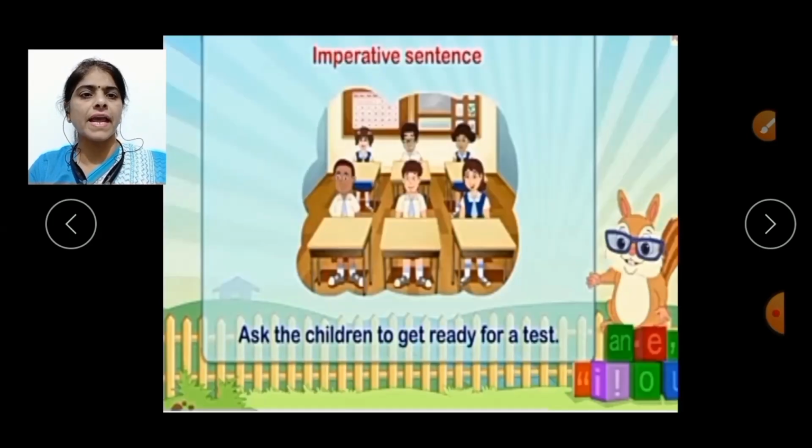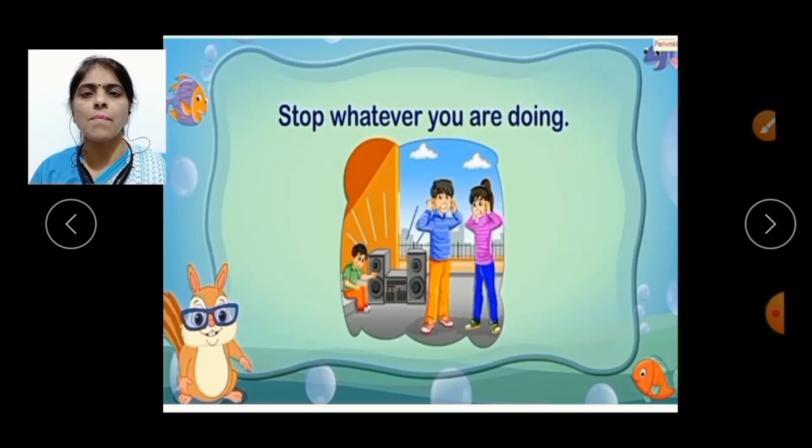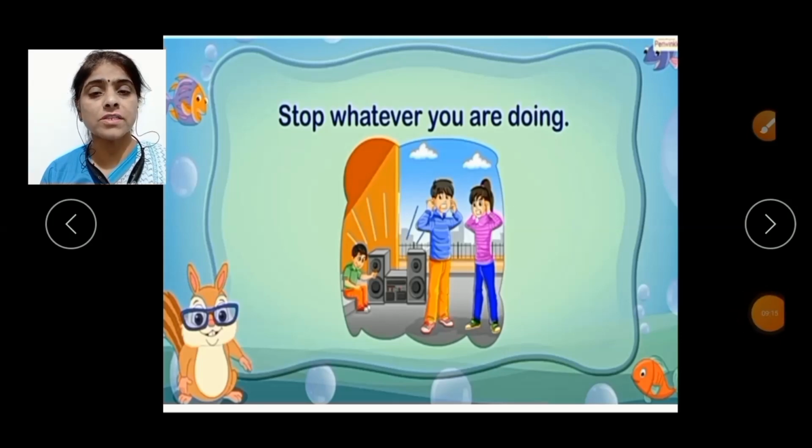The first example is, ask the children to get ready for a test. As you can observe, in this sentence an instruction is given. So this sentence is an imperative sentence and it ends with a full stop. The next sentence is, stop whatever you are doing. In this sentence an order is given. So this sentence is also an imperative sentence. So here we have learned about imperative sentences. Now it's time to have the last and the fourth kind of sentence. Let's go on to the next slide.